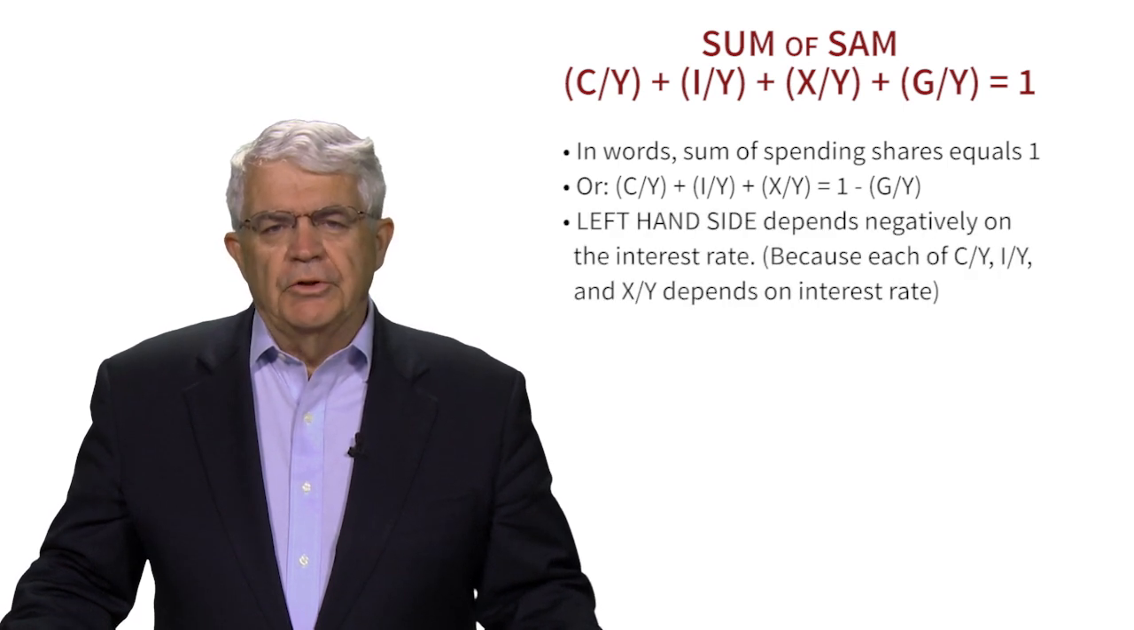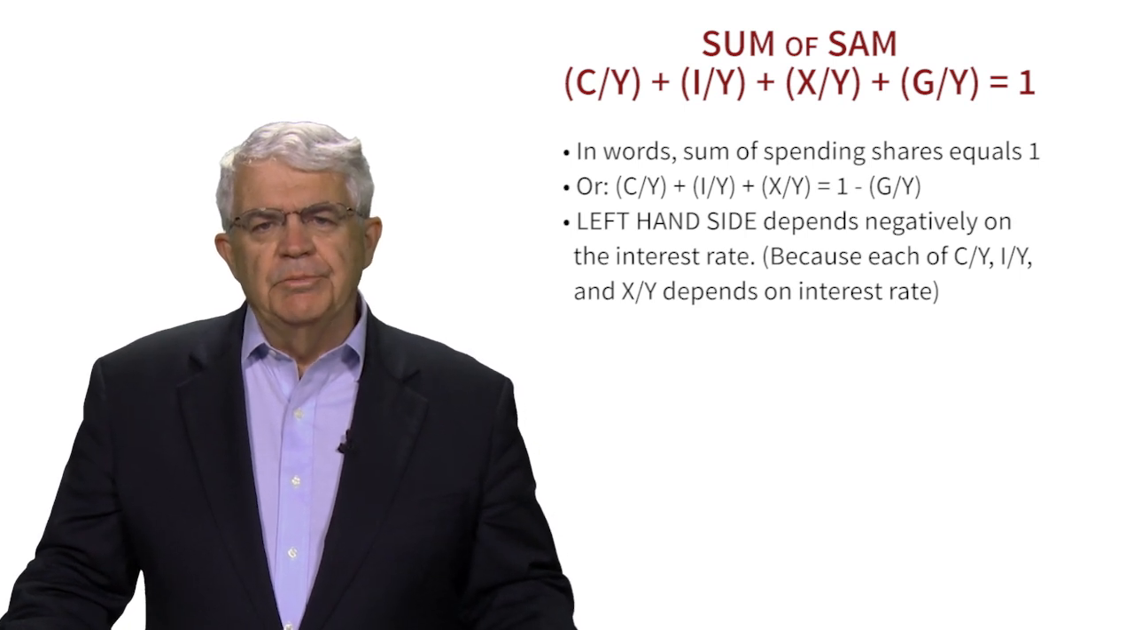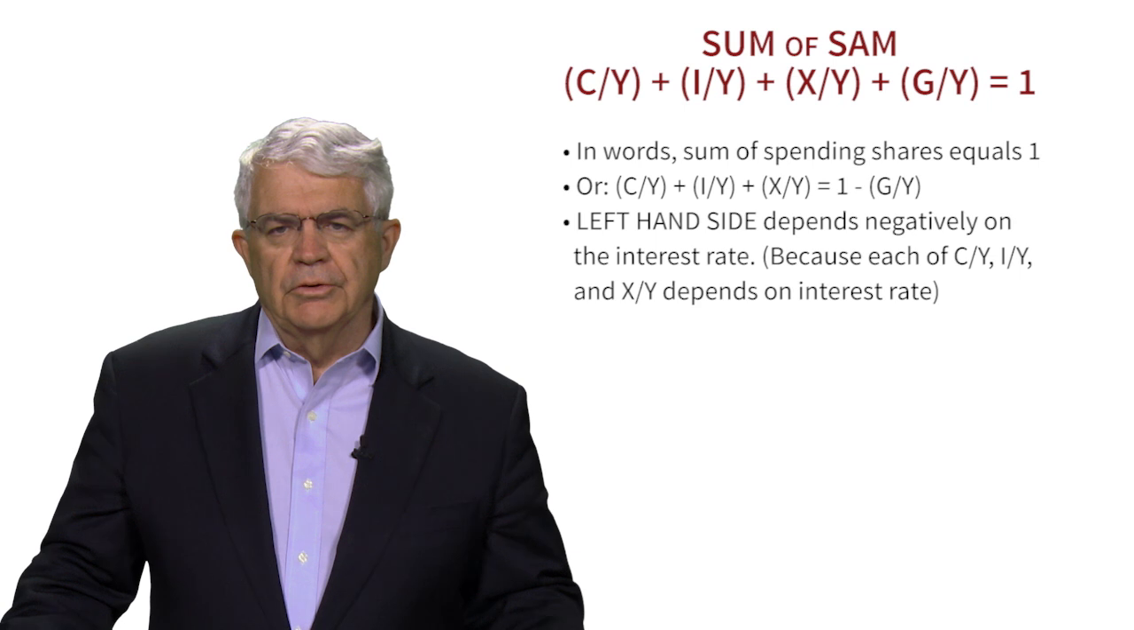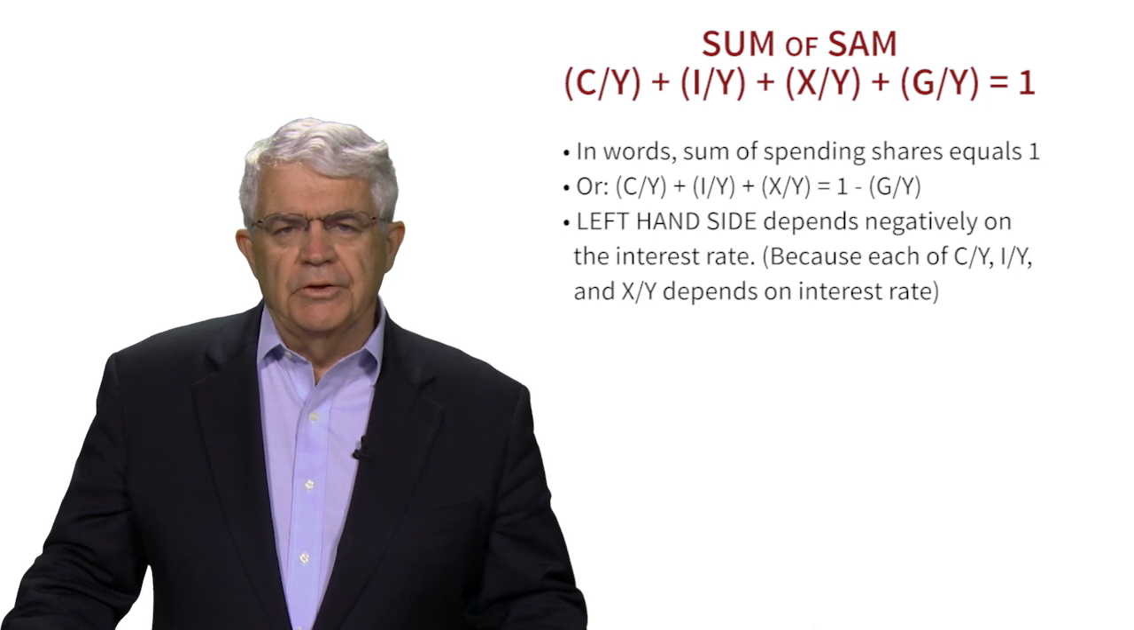Supply of GDP that's available for the private sector after the government sector has determined what should be spent. The left-hand side, we've argued, depends negatively on the interest rate, and that's because each component depends negatively on the interest rate. Consumption, investment, and net exports each individually depend negatively on the interest rate, and so the sum does as well.